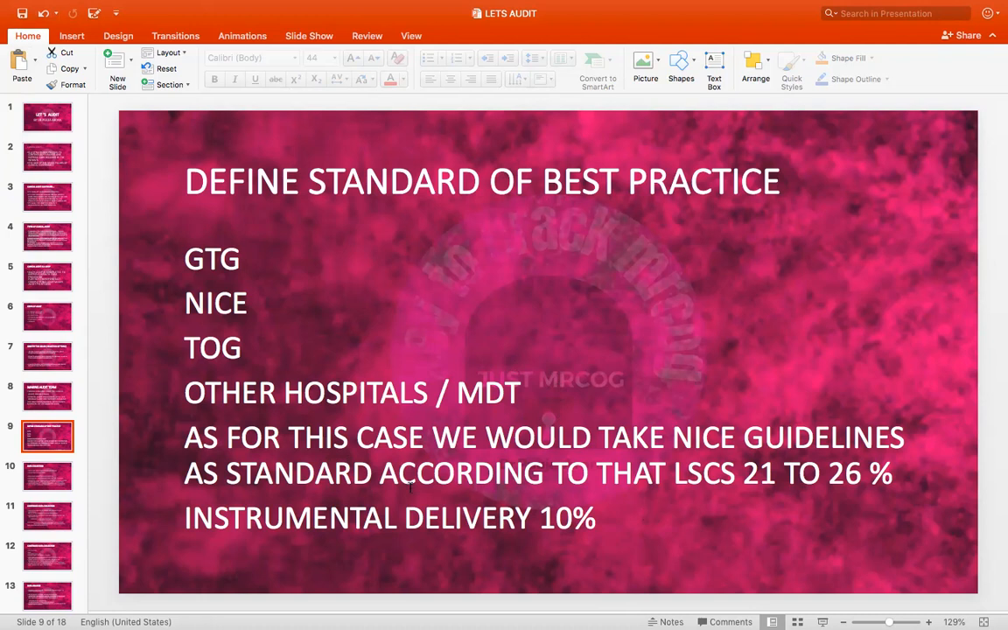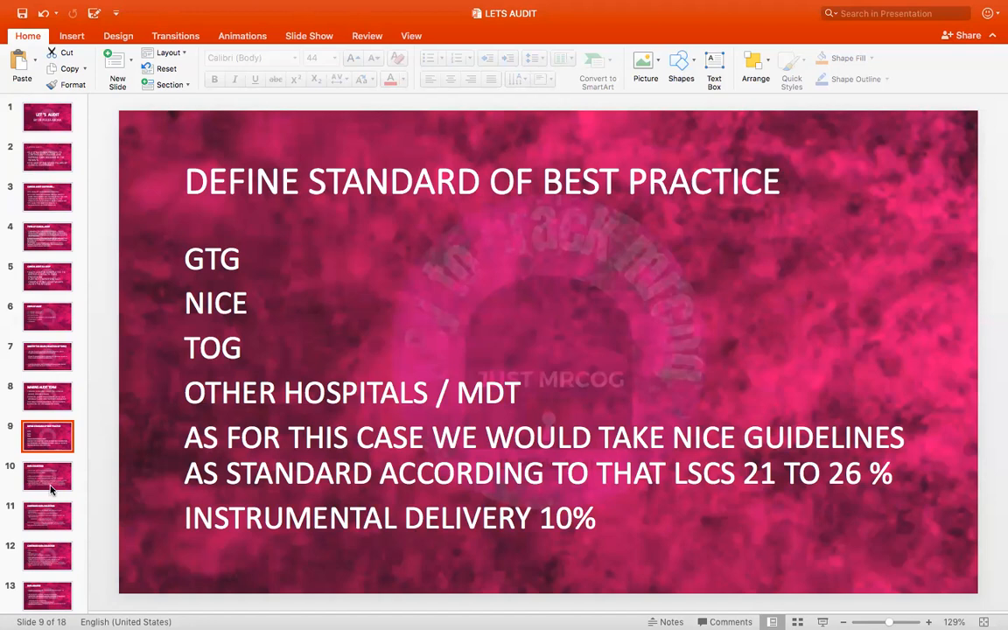And in the end, we are going to say, in particular for this case, we would take NICE guidelines as the standard. According to that, LSCS should be 21 to 26% and instrumental delivery 10%. Right? So we'll mention that we take this. As for this potato curry, we are going to take my mother-in-law's potato curry recipe as the standard because we are going to compare with that only.